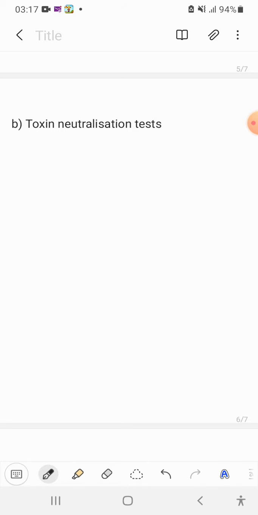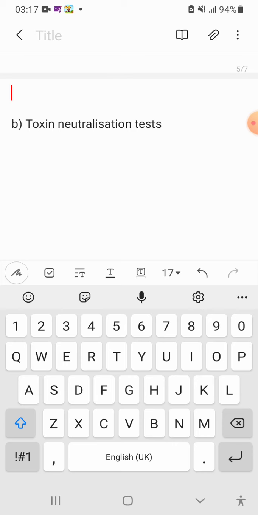So these exotoxin are antigenic. So we can isolate the toxin.